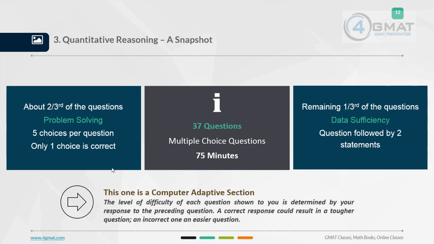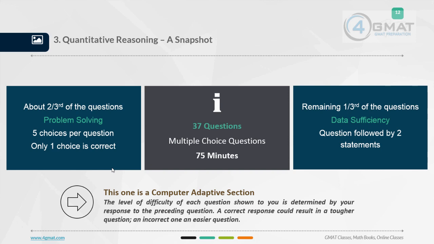For example, let's say you can classify questions on a scale of 1 to 5 in terms of their difficulty, 1 being the easiest, 3 being the median level of difficulty, and 5 being the toughest one. The first question shown to any test taker will be a level 3, median level difficulty question. The engine is programmed in such a way that if you get a question right, it says, hey, this person is competent at this level, and it gives you a question of a higher level of difficulty.